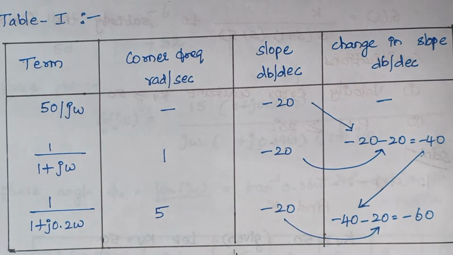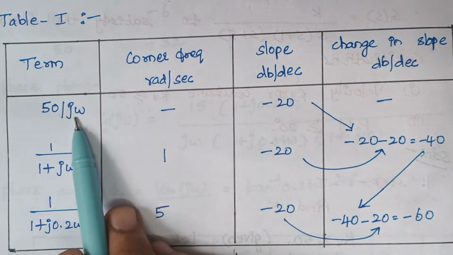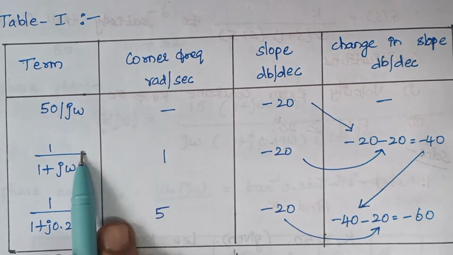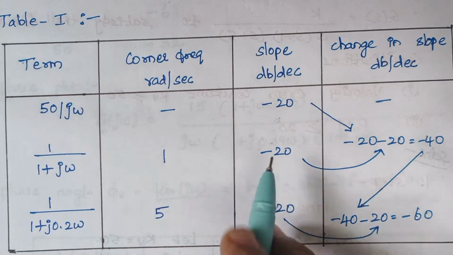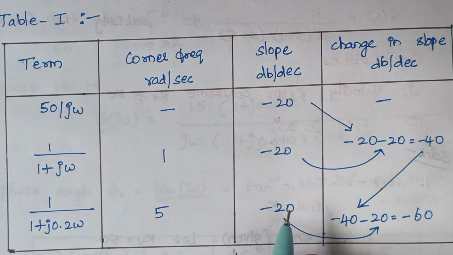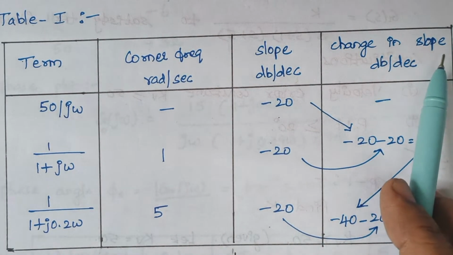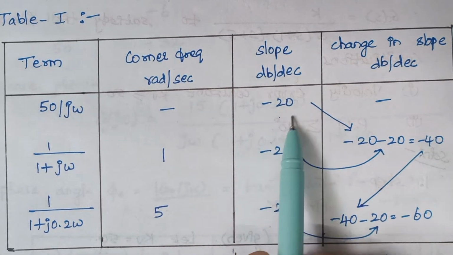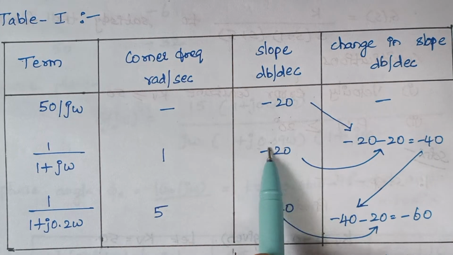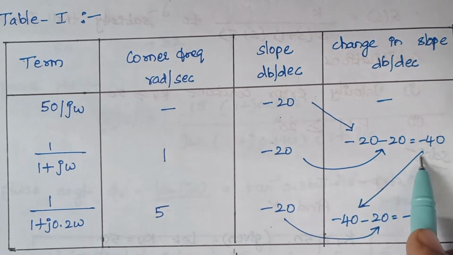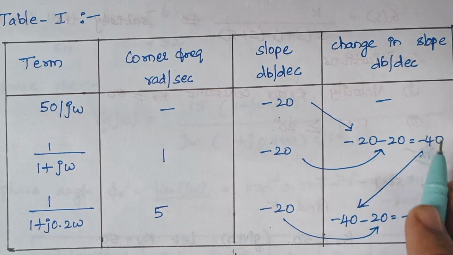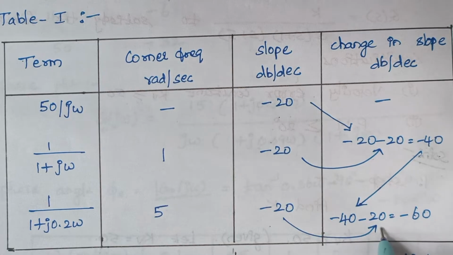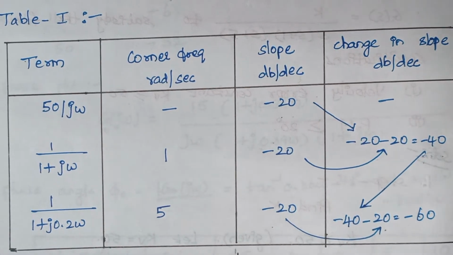And the next step: you see here we are having omega in the denominator, so the slope contribution is minus 20. Similarly here also it is in the denominator, minus 20, and here also the same case, right? And the next one, change in slope. For calculating the change in slope, we have to move this minus 20 downwards and this minus 20 to the right hand side. So here it is minus 40. Again when you move this minus 40 downwards and shift this minus 20 to the right hand side, here it is minus 60.